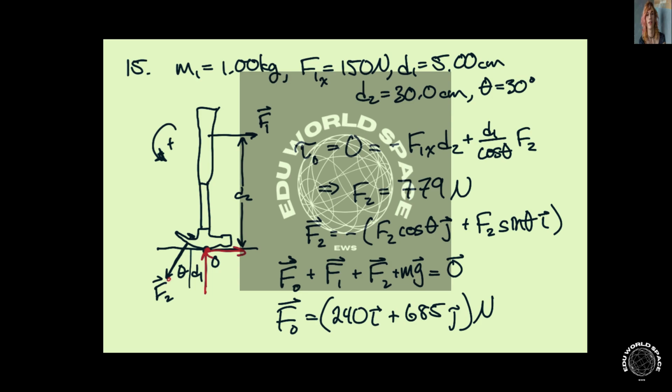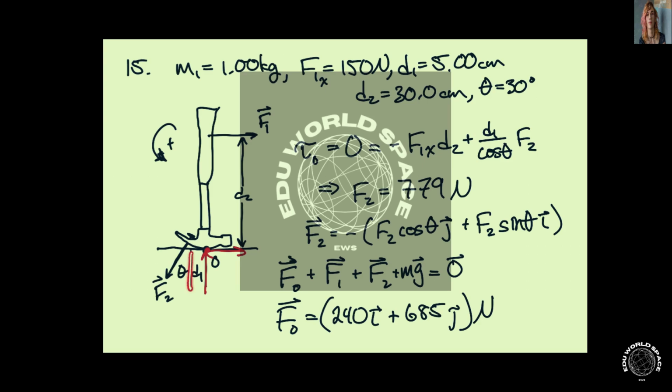In this problem, we have a person trying to pull a nail out of a board with a claw hammer. They're applying a force in the horizontal direction of 150 newtons at a distance of 30 centimeters from the board here. The nail is embedded in the board at an angle of 30 degrees with the vertical.